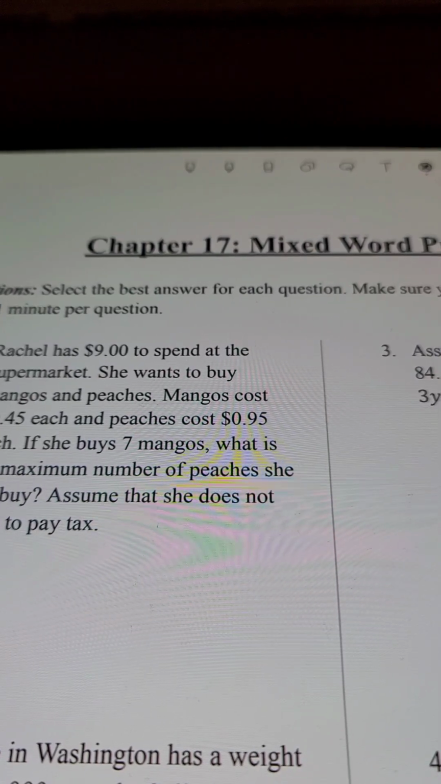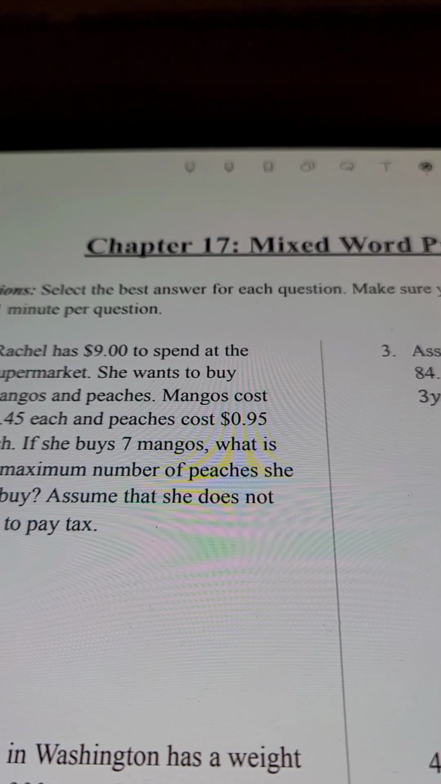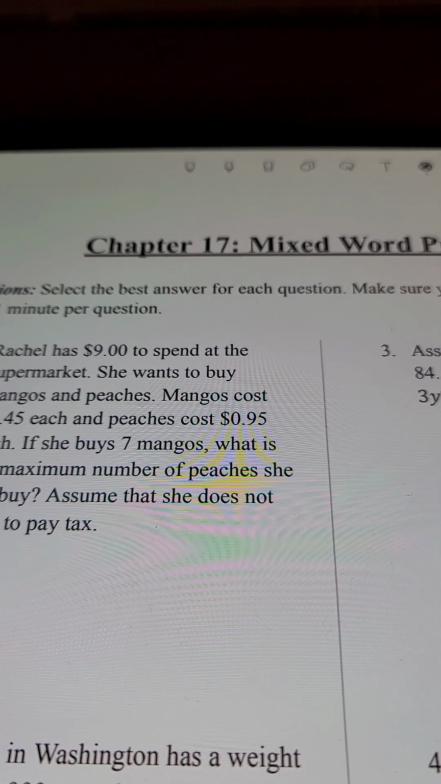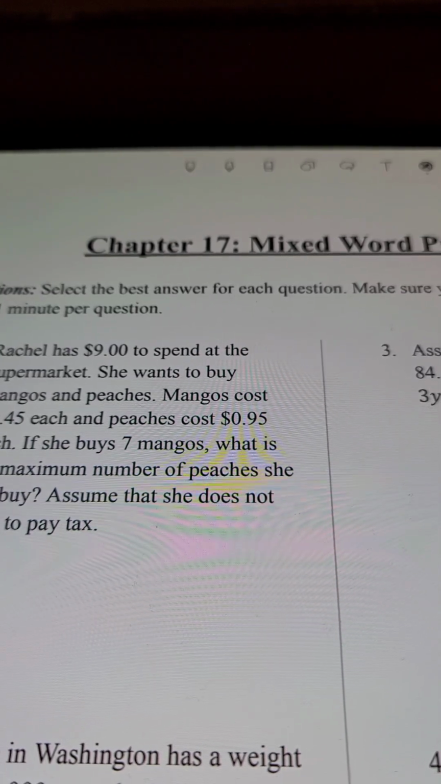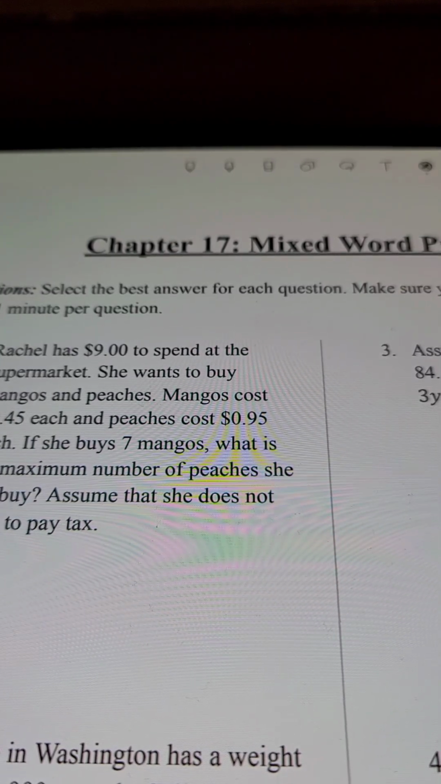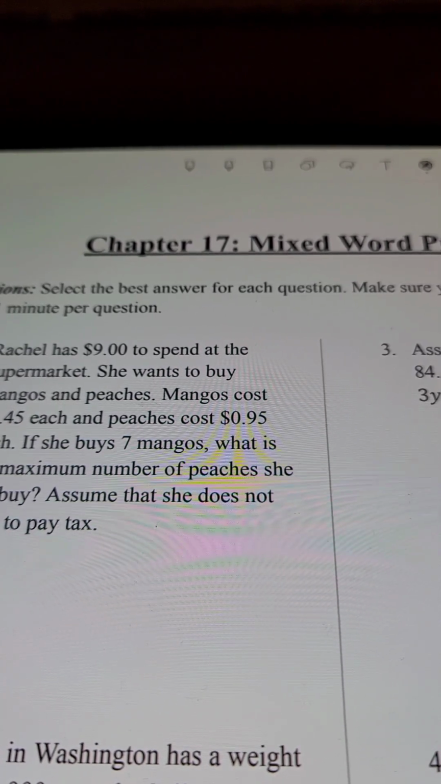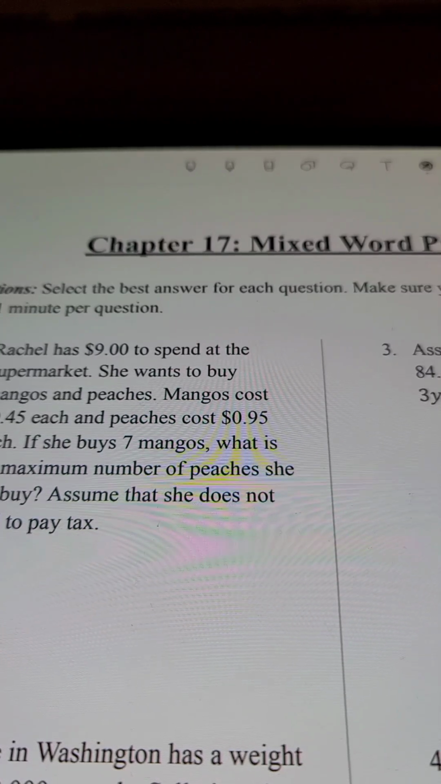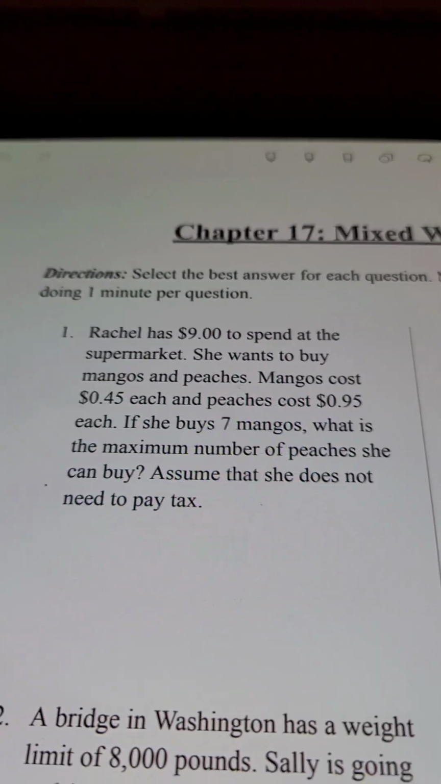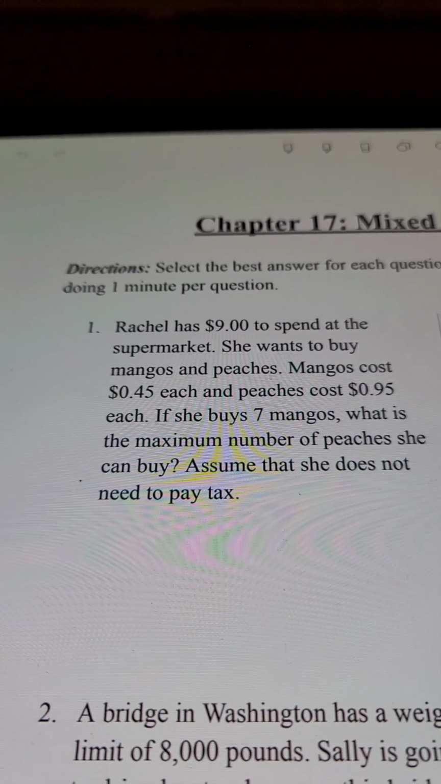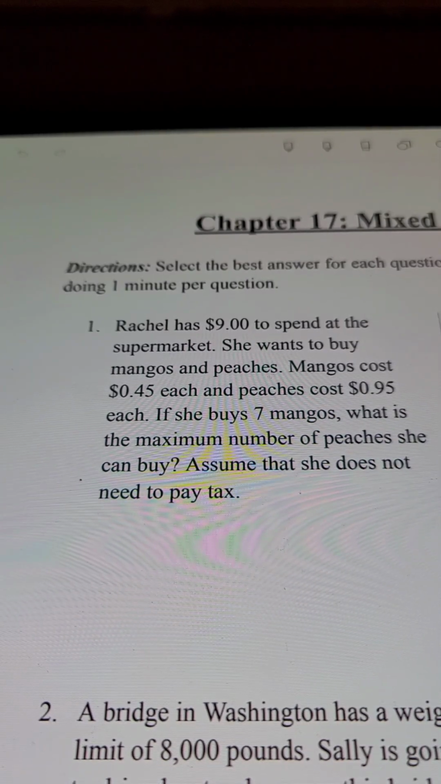Okay, so this is chapter 17 in my book, Overcoming Digital SAT Math by Sophia Garcia. And this is going to be the word problems chapter. So this is a mix of a bunch of different word problems on a bunch of different skills. So let's get started. For number 1, pause to read if you haven't already.